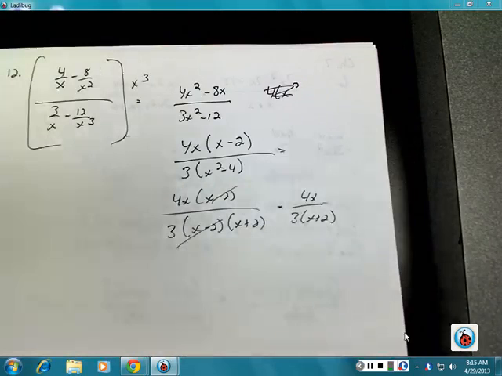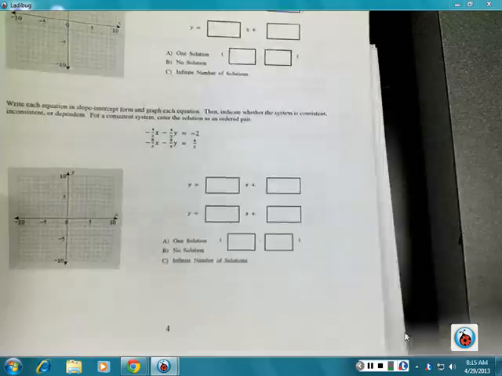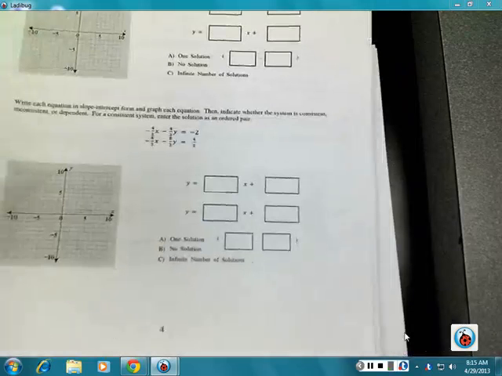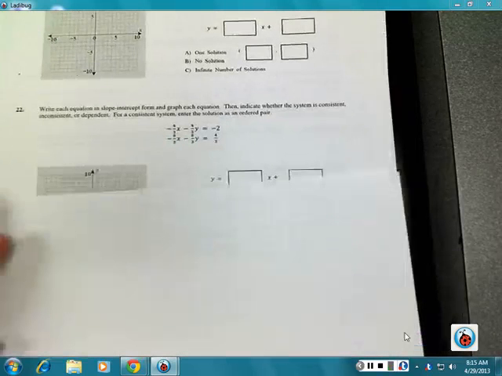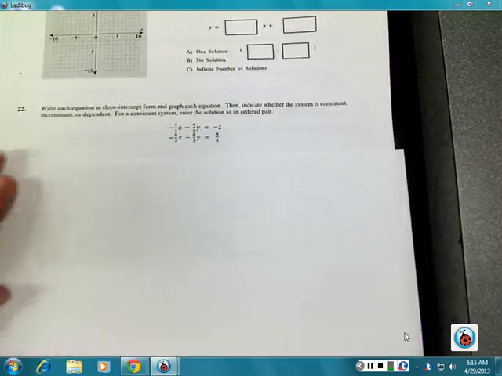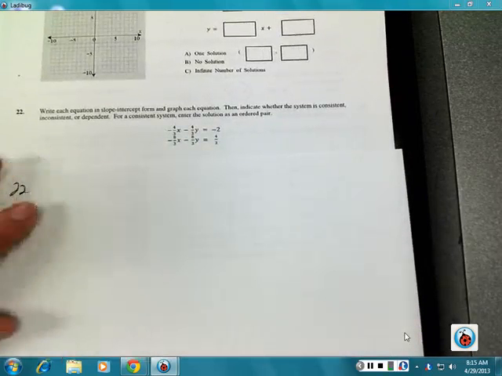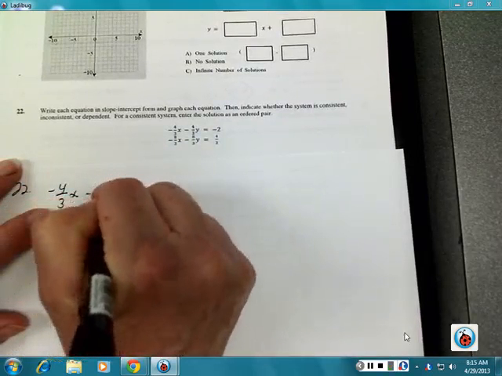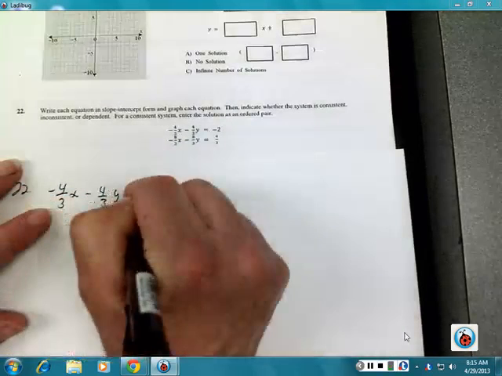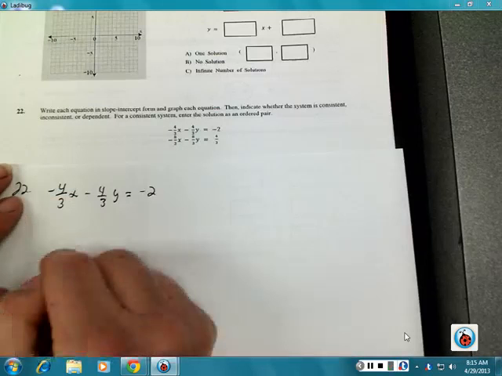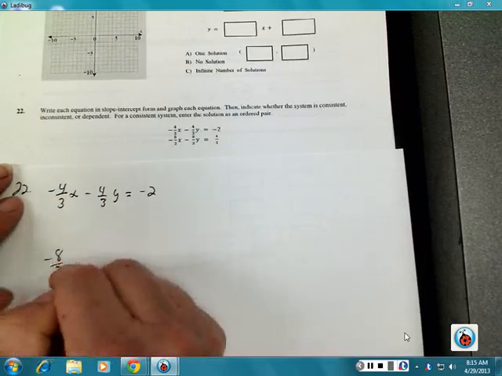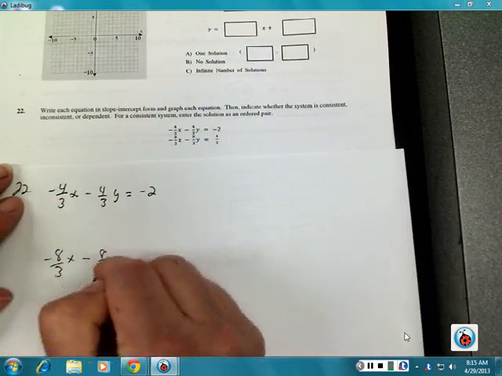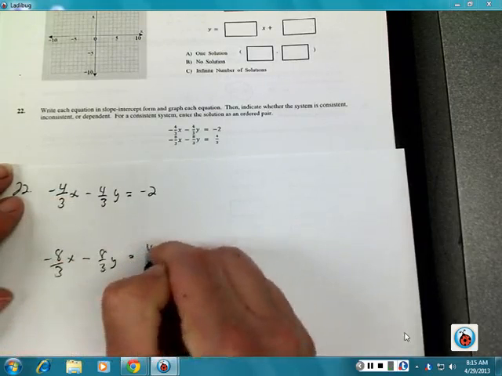22, sure. 22 has the fractional values, so let's get these written out here because we have to come up with what the equations are going to be. Negative 4/3 x minus 4/3 y equals negative 2. And negative 8/3 x minus 8/3 y equals 4/3.